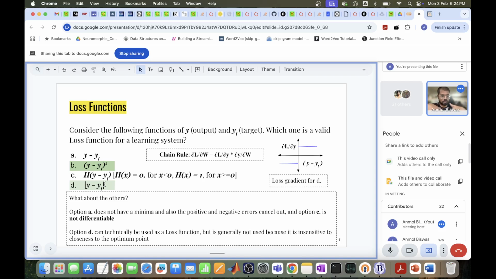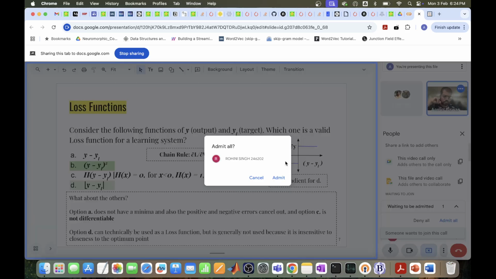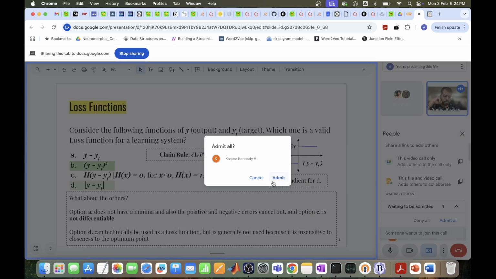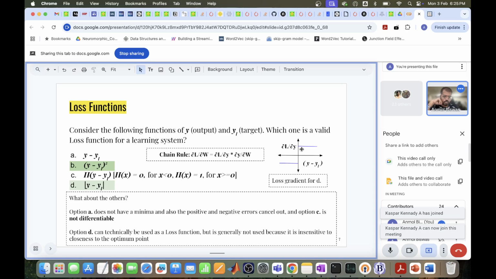Because it's a 1D norm, right? And if you actually plot the gradient everywhere else, you'll get something like this, right? If you plot the gradient of the loss with respect to y, and on the x-axis you keep y minus yl, this is for option D, right? So if you plot it like this, you get a positive 1 for y greater than yl, and for y less than yl, you get minus 1, right? Because that's how the modulus function works exactly, right? And the problem is that at 0, this gradient is not defined, right?